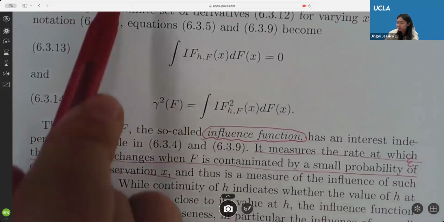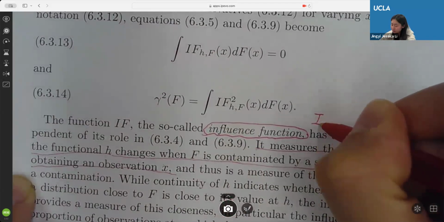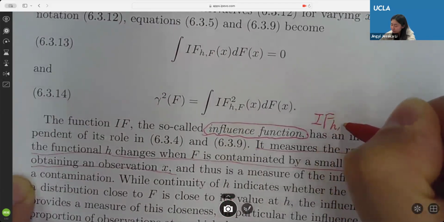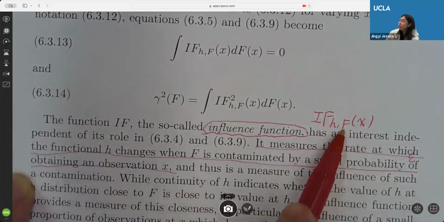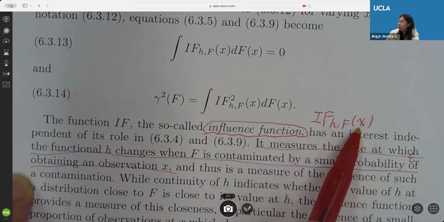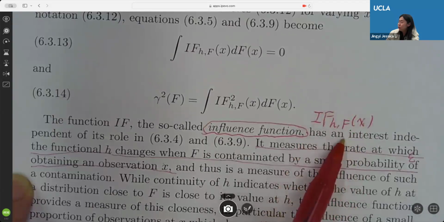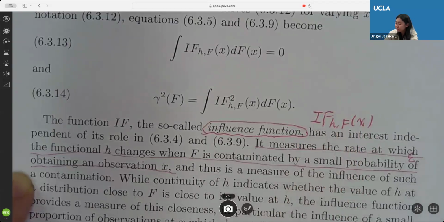So in other words, this influence function, let's look at it again. It's written in this book as IF(H, F; x). Okay, so it means that given your F, which is your true CDF, and given your functional H, how much does a particular value of x contaminate this overall functional? Okay, it measures the change, in other words. So maybe for certain x, the influence is bigger than for other x.